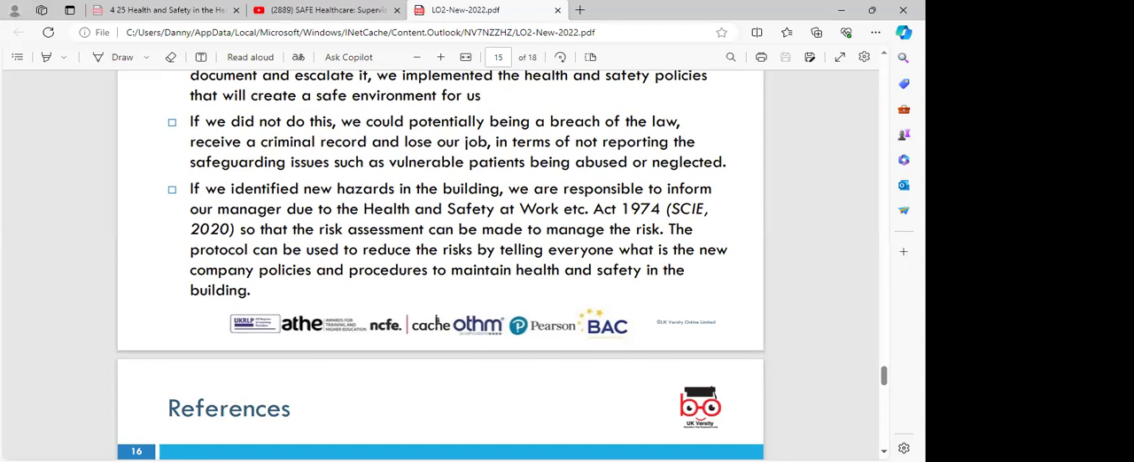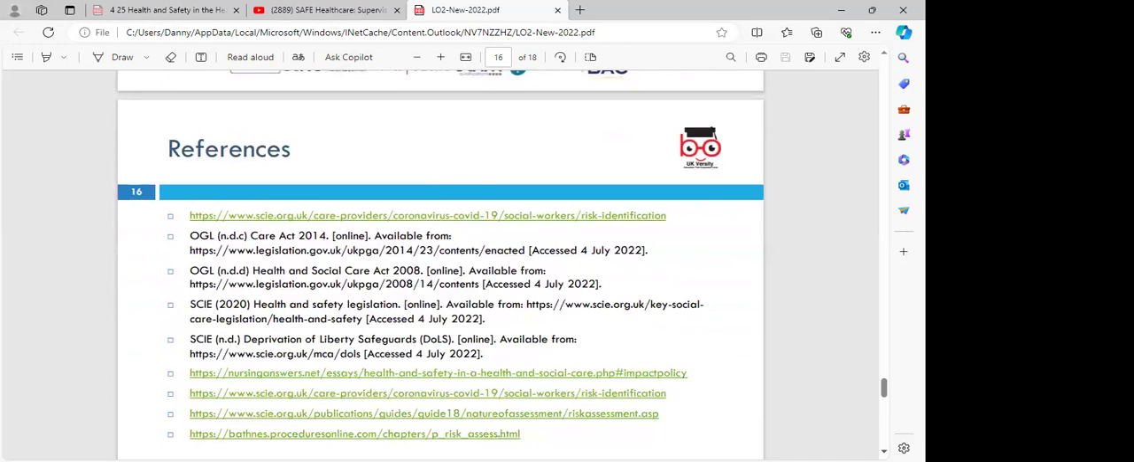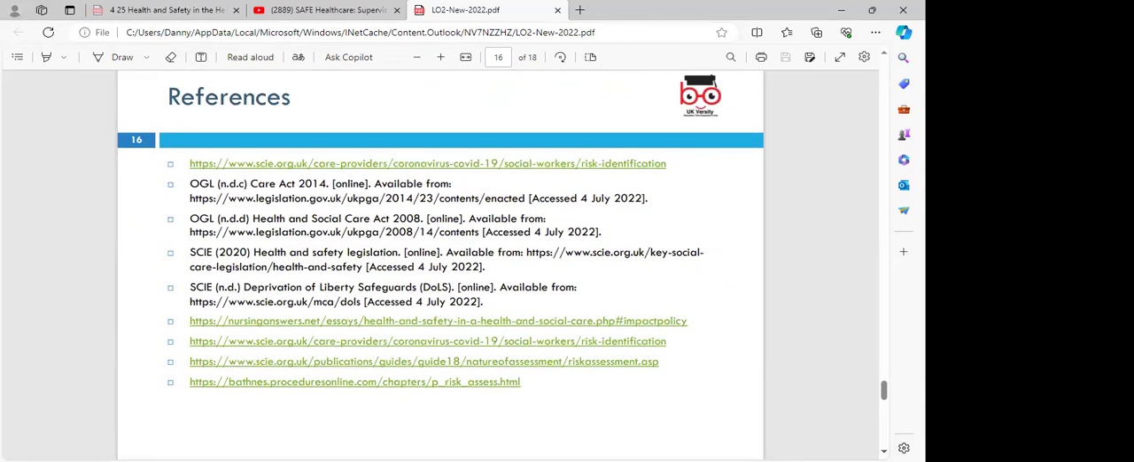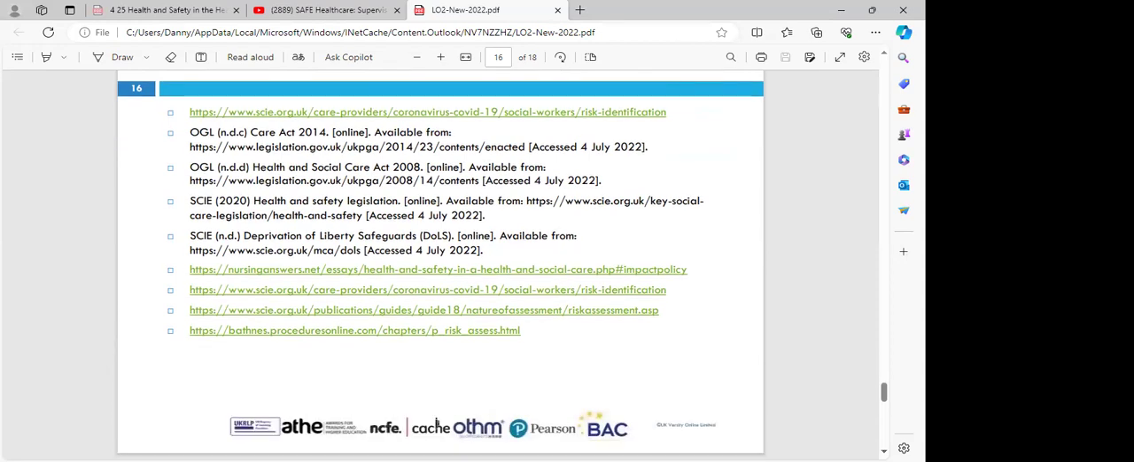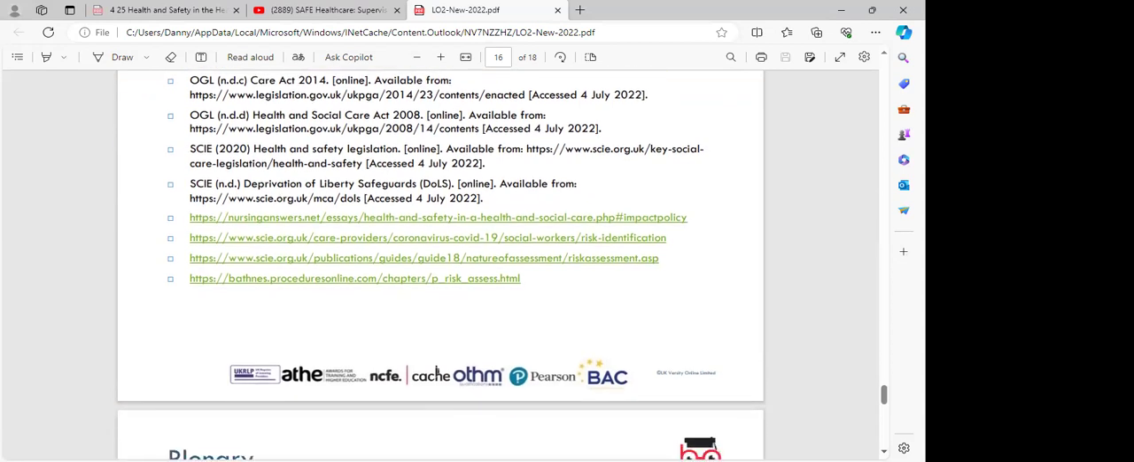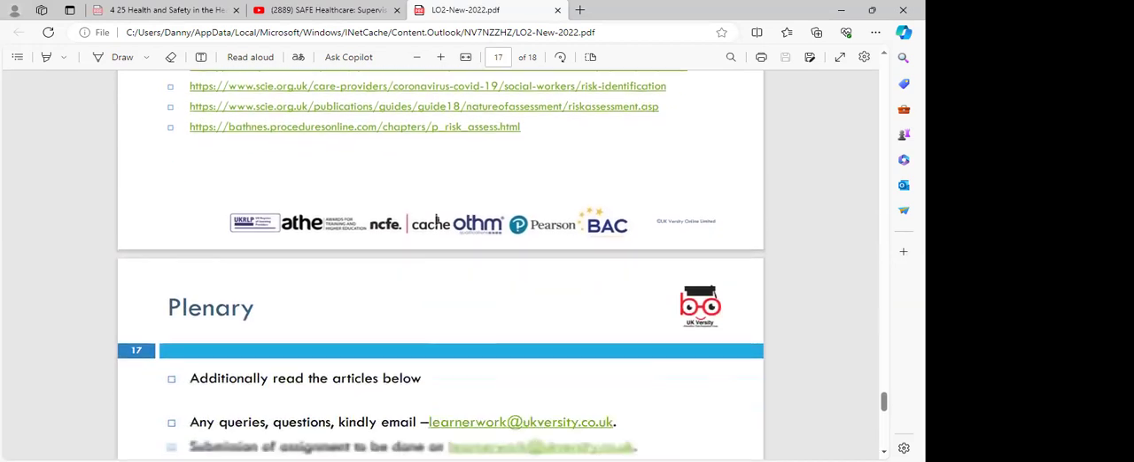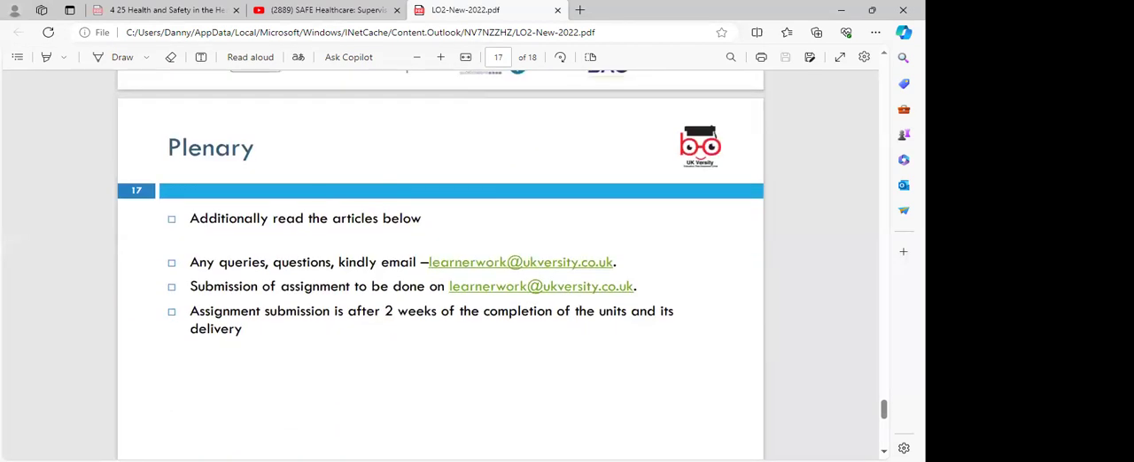The protocol can be used to reduce the risk by telling everyone what the new company policies and procedures are to maintain health and safety in the building. Okay? Good. So the references are all below here, available from Health and Social Care Online, SCIE, Deprivation of Liberty Safeguards. These are all references you can get from your modules. Okay, I will send you later on YouTube as well. So additionally, what we spoke about is what has been captured there. Any queries you can email us.